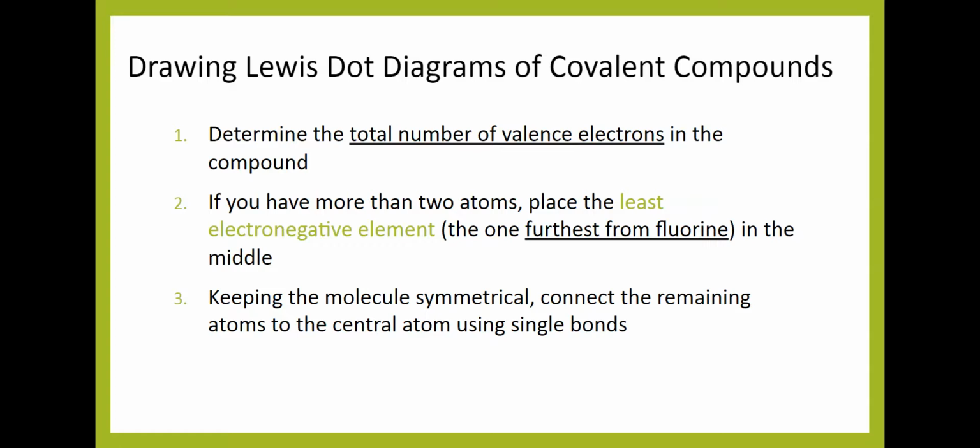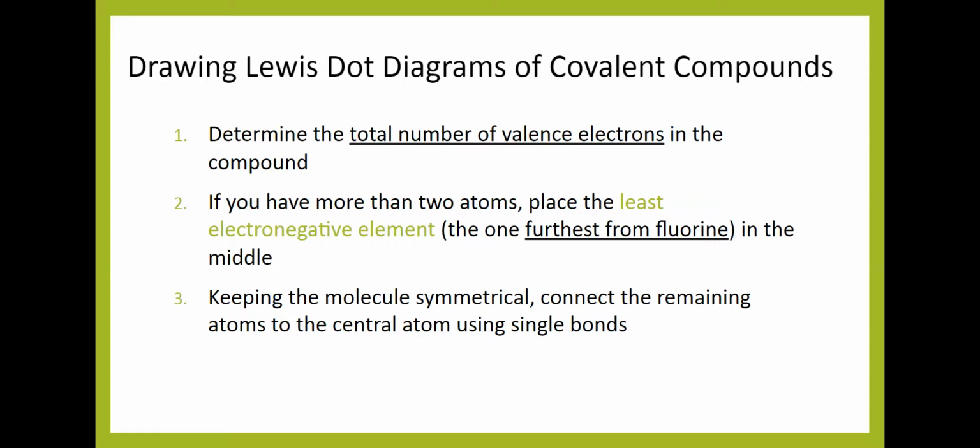The next thing is we need to figure out where we're going to place the atoms. So since we're usually going to have more than 2 if we have a covalent compound, we want to place the least electronegative element in the middle. Okay, and that's a correction from your notes. I think right now it says the most electronegative, but it should say the least electronegative element. So this is going to be the one that is furthest from fluorine.